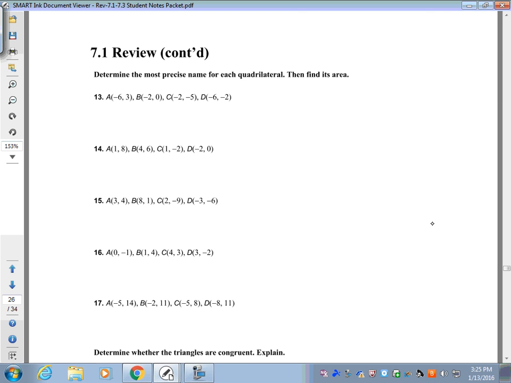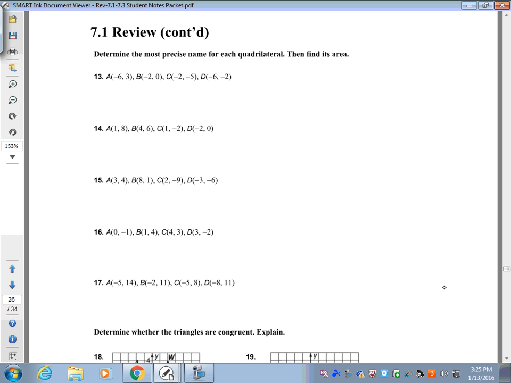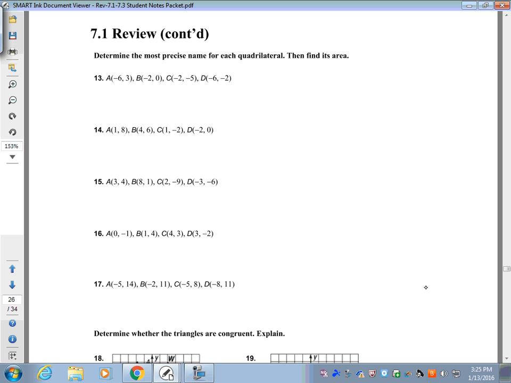All right, last page here. We're going to add some notes on 7.1 and then we're going to 7.2. For this section, all you have to do is 12 and 14, or 14 and 16. Whenever you're trying to find the most precise name for a quadrilateral, don't worry about the area. I don't need you to find the area. We're just finding the name.